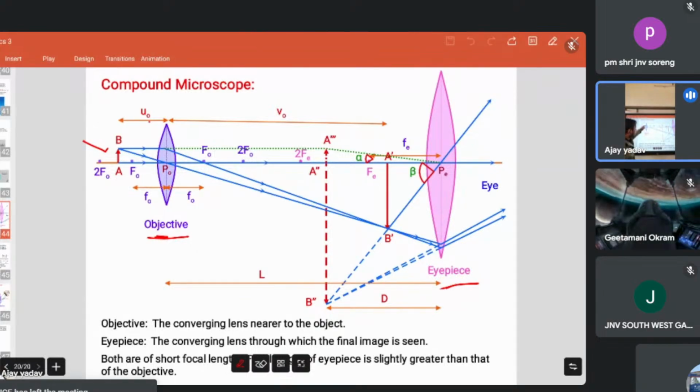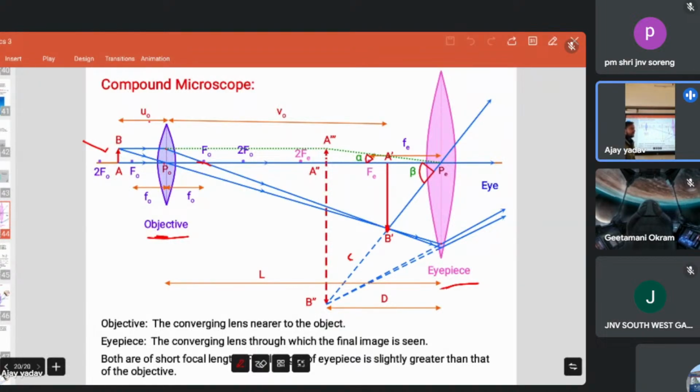One ray parallel to the principal axis will be incident on the lens. After refraction, it will pass through the focus and be incident on the eye lens here. Similarly, the second ray from the optical center will pass undeviated and be incident on the eye lens. Both will cut here. Where both cut, an inverted image will form, denoted by A'B'. This is the inverted image.